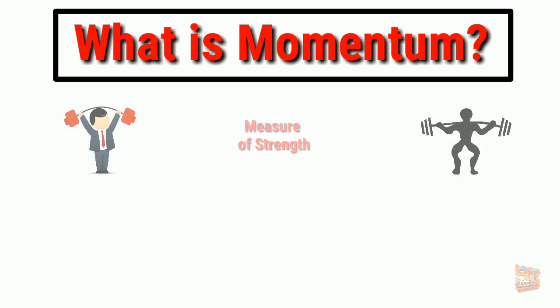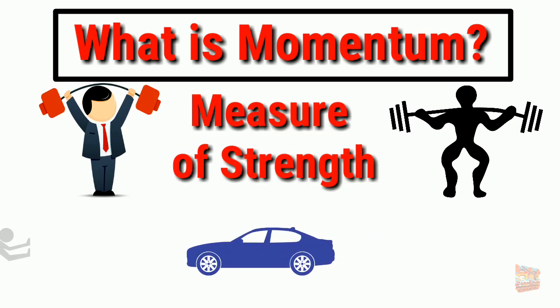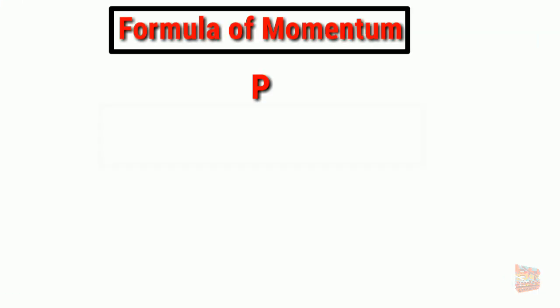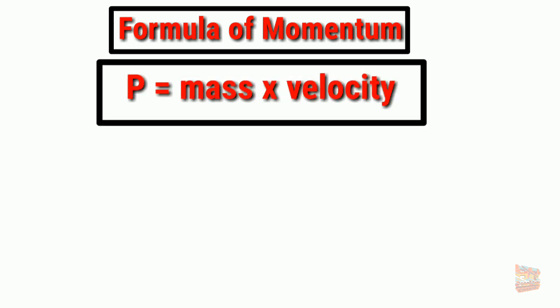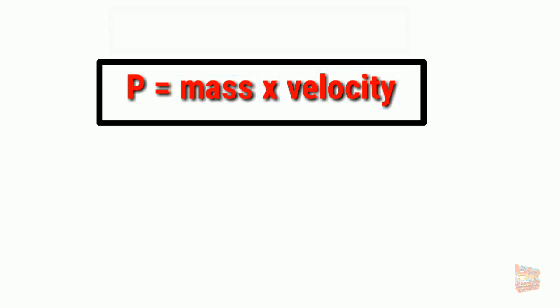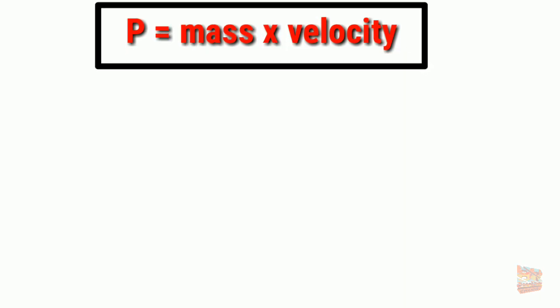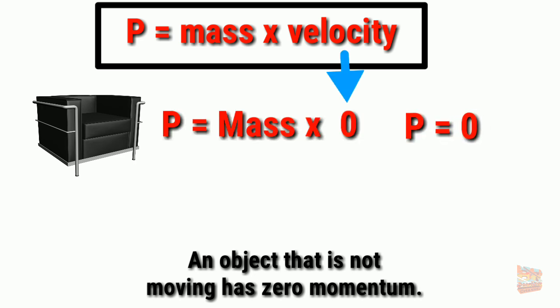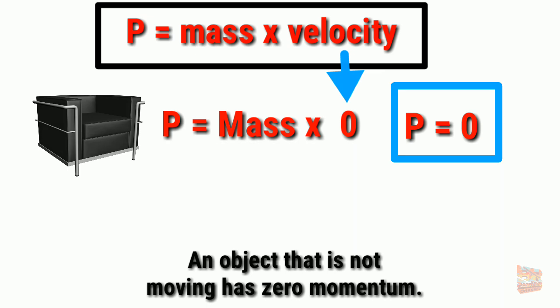Momentum is a measure of strength, and a measure of how difficult it is to stop an object. The formula for momentum is p equals mass times velocity. So momentum depends on the mass and velocity of an object. An object that is not moving has zero momentum because its velocity is zero. So its momentum is zero.